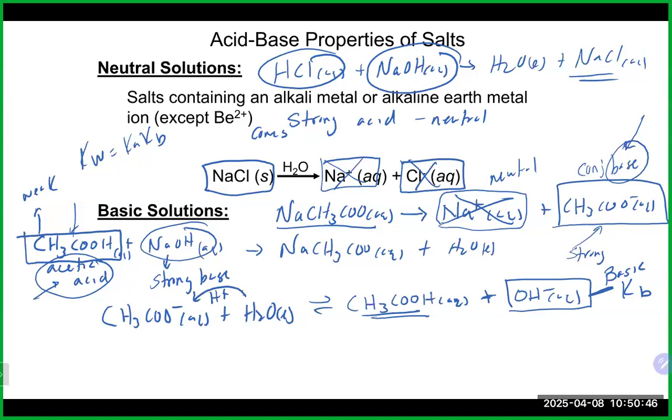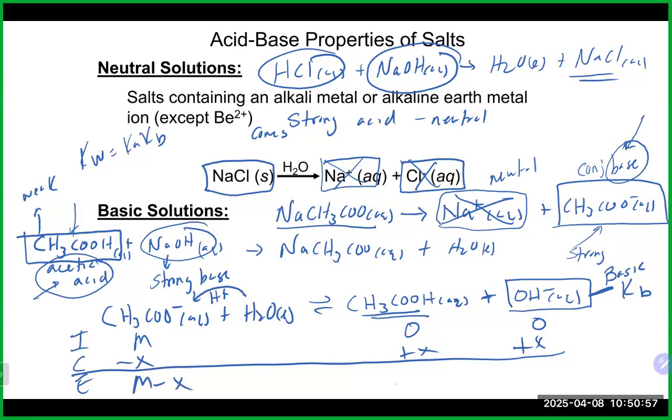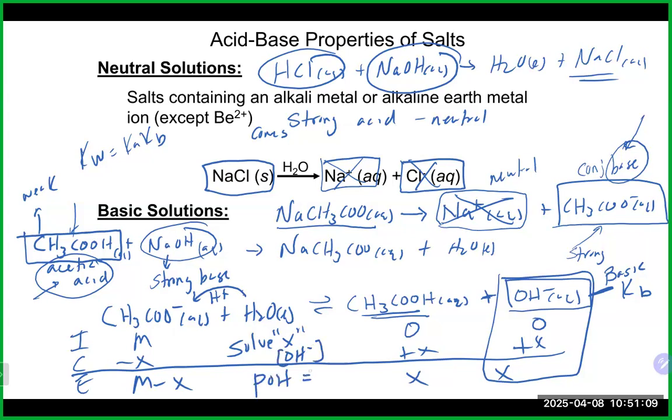The other important thing is you would solve this like a regular ICE table, right? Some molarities, some zeros, some minus x's, plus x's: molarity minus x, x, and x. Obviously, go in there and solve for x. A reminder again that x in this case is the hydroxide concentration. So you probably have to go to pOH first and then the pH. So again, writing these equations is really, really important. Otherwise, if you write H plus there, you're definitely doing the wrong calculation.